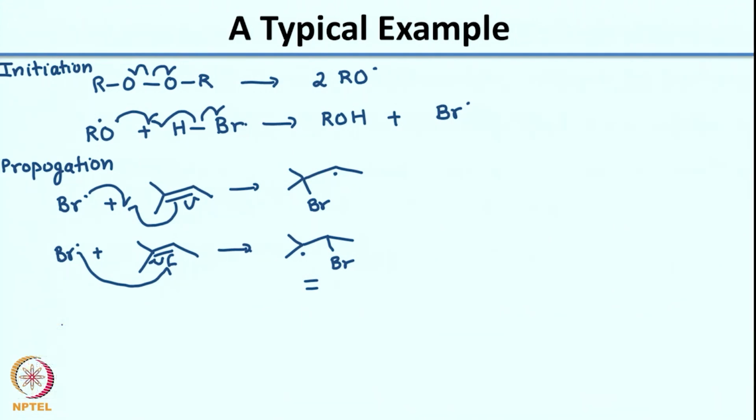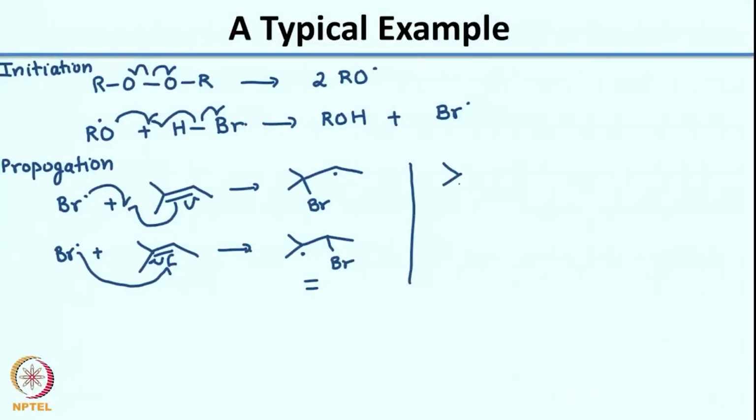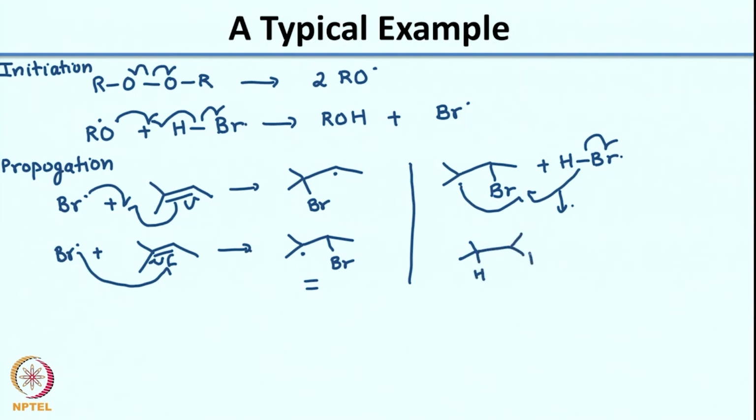So, now that you have seen this, you have generated the two radicals. Now, once you generate the alkyl radical, what you can have is and now what you would end up getting would be and now this Br dot can go on and react with another alkene. So, the reaction will propagate in the way shown here.